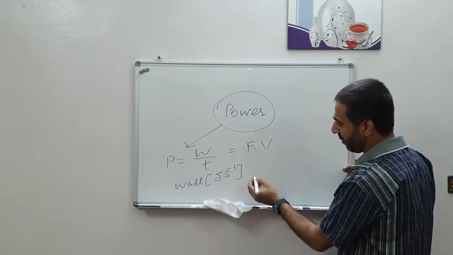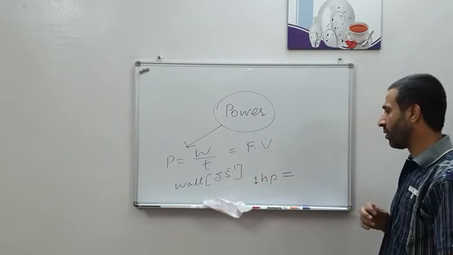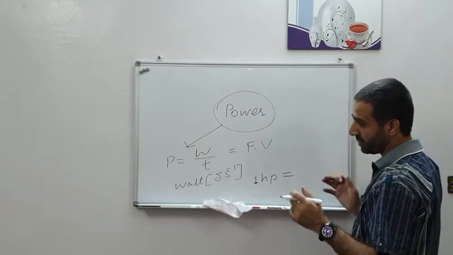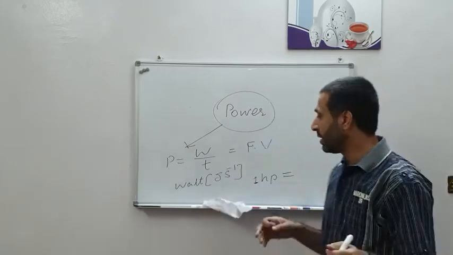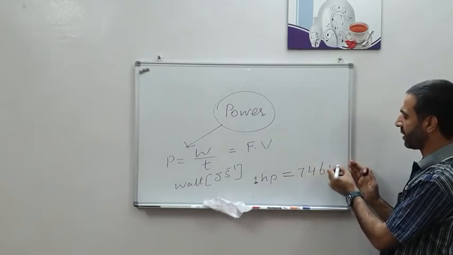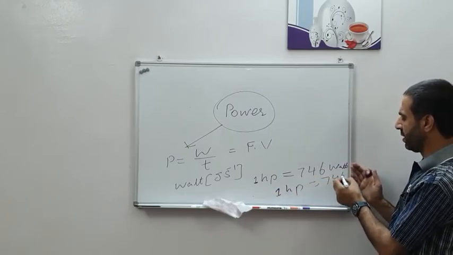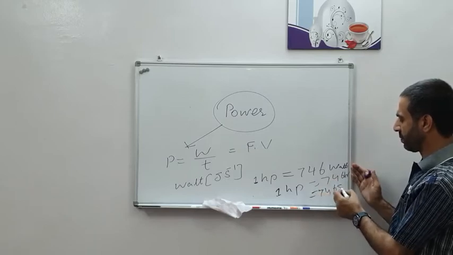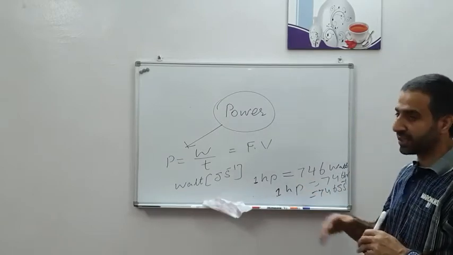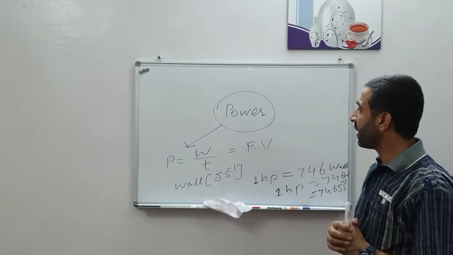There is another unit of power, I'm sorry I had forgotten, called the horsepower, the British unit of power. Usually the power of water pumps, motors, and big machines is expressed in horsepower rather than watt. One horsepower is equal to 746 watt, or 746 joules per second. If a machine does 746 joules of work per unit time, then its power is said to be 1 horsepower. So that is all about power.